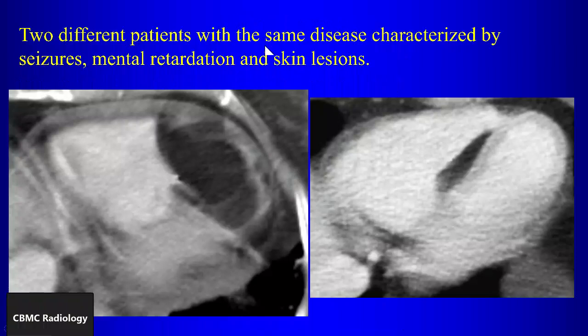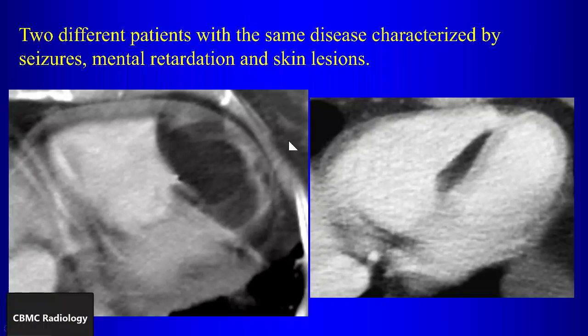These are two different patients with the same disease, characterized by seizures, mental retardation, and skin lesions. So what's the disease? Okay, what's the finding? On the right, there's a lesion in the interventricular septum, and then on the left, right apical lesions. And what do these lesions have in common? They're fatty. Yeah, so they have fatty attenuation. So what do these represent? Hamartomas. Yeah, these are hamartomas.